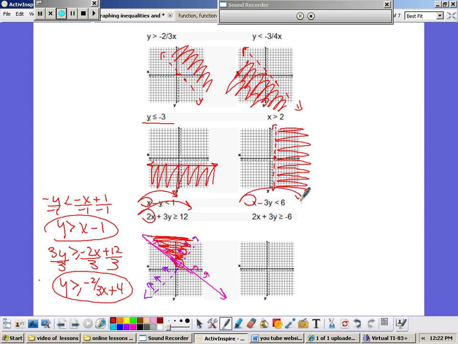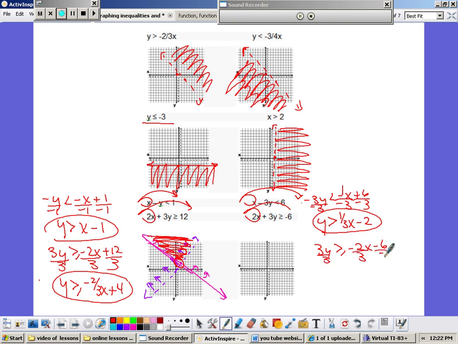Okay, next one. Move the x. Divide by -3. Y is greater than, because the sign switches by dividing by negative. Remember, this has a 1 here, so -1 over -3 is 1/3 x minus 2. Pick up my x and move it over. I get 3y is greater than or equal to -2x minus 6. Divide by 3. Y is greater than or equal to -2/3 x minus 2.